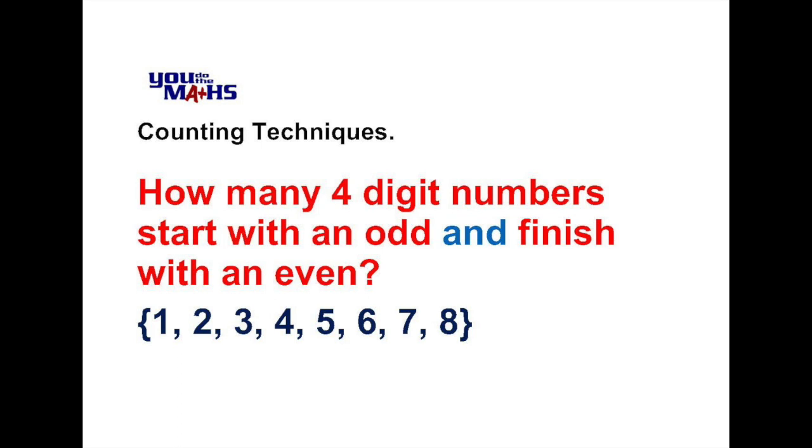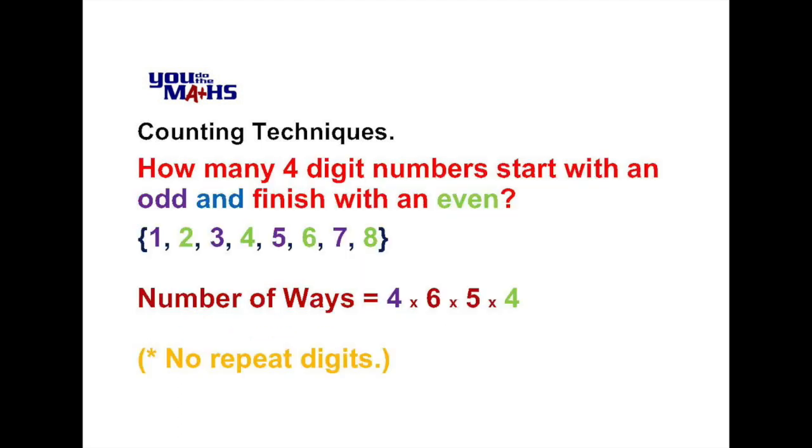So we can determine the number of arrangements by looking at the first place and saying that there's 4 digits that could go into there, and there's 4 digits that could go into the last place, which is where the even digit must be. But in doing that, we've used 2 digits. So the number remaining is 6 for the second place and 5 for the third place. These numbers are then multiplied as the two aspects of this problem, in other words starting with an odd and finishing with an even, must occur together.